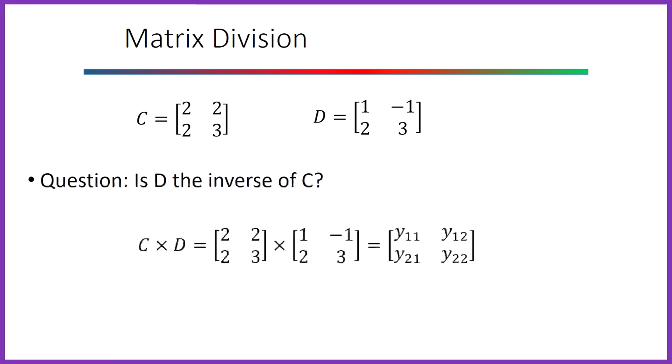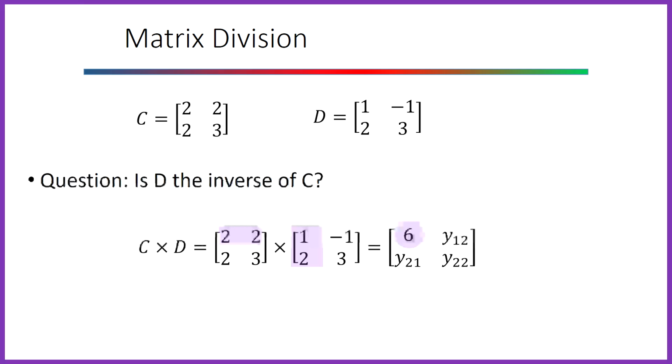We'll make C equal to 2, 2, 2, 3, and D equal to 1, -1, 2, 3. And then we'll ask if D is the inverse of C. We'll start off again by calculating the first element as the dot product of the first row of C times the first column of D. However, this time we find that 2 times 1 plus 2 times 2 equals 6.